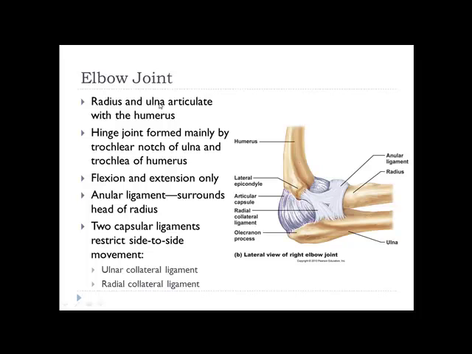Next one's our elbow. It's where your radius meets up with your ulna. This is going to be a hinge joint, so it's only going to move in one direction, which makes it easier for us to stabilize. It's only going to do flexion and extension, and there are going to be these annular ligaments that wrap around in a circular type of pattern. Another one we're going to have is our collateral. We get an ulnar collateral ligament, which goes from the ulna into the lateral epicondyle, and then we get a radial collateral ligament, which is going to go into the same place.